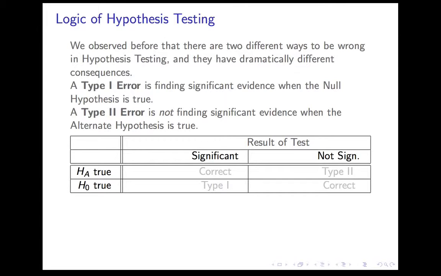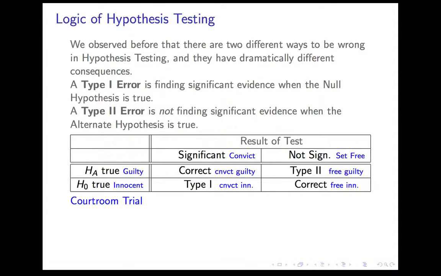So either the null hypothesis can be true or the alternate hypothesis can be true. You recognize that in some situations there is a third possibility which we are not going to think about for now. And either you can find significant evidence or you can fail to find significant evidence. So if the alternate hypothesis is true and you find significant evidence, you're correct. If the alternate hypothesis is true and you don't find significant evidence, that's a type 2 error. That's failure to be convinced when you should be. If the null hypothesis is true, if there's nothing going on and you find evidence that convinces you, you've made a type 1 error. And then, of course, if the null hypothesis is true and you do not find significant evidence, then again, you're correct.